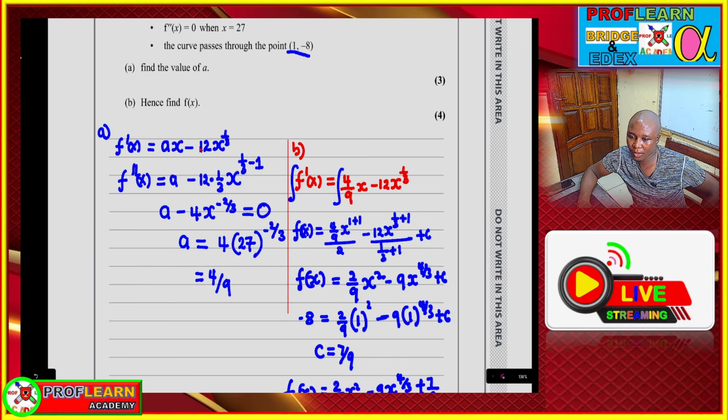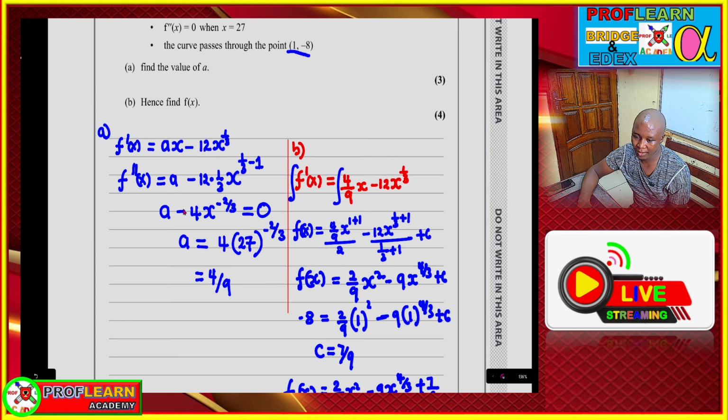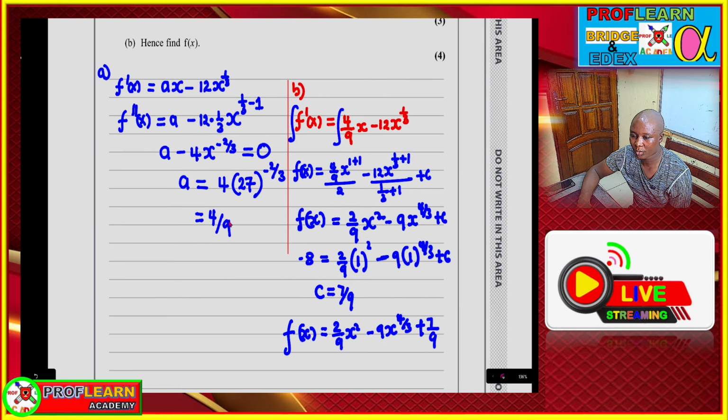You differentiate 12x raised to the power one third, you are going to take the power down, so that is going to be 12 times a third, that's going to be minus 4, and x to the minus 2 over 3, because 1 over 3 minus 1 will be minus 2 over 3. But if f double prime is 27, you can say all this is equal to 27 at x equals 27. So if you work it out, you are going to get your answer 4 over 9.